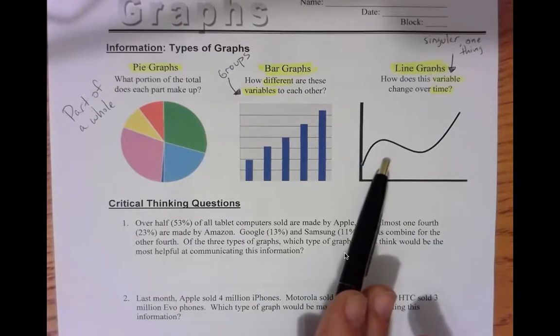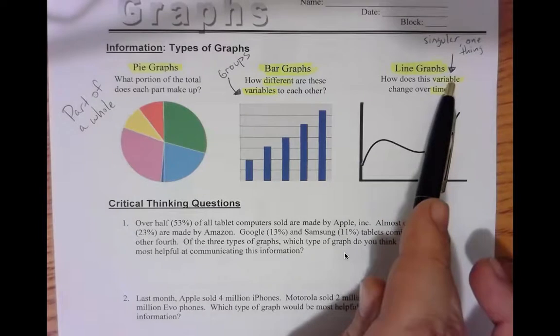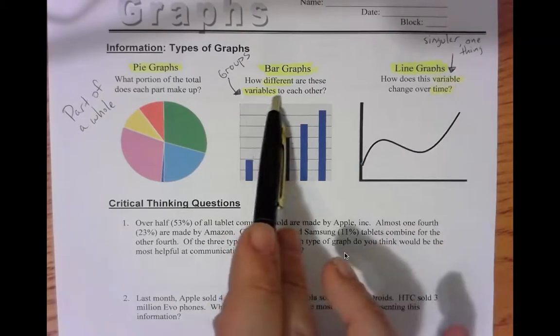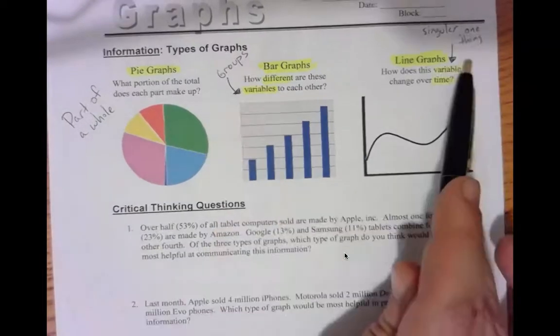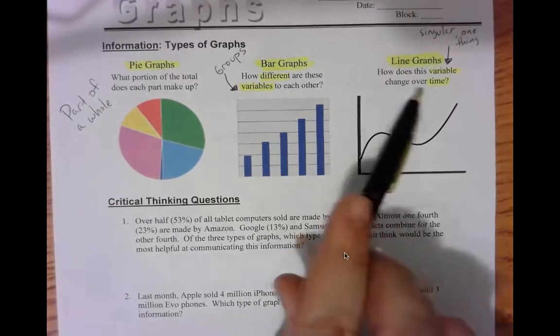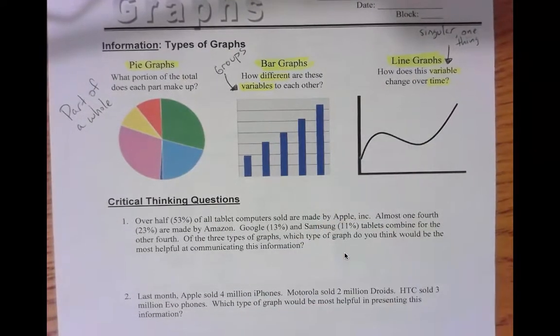Next, we have a line graph. So in this case, I highlighted we have a variable. In this case, it's singular. In this case, it was plural. That's why we have multiple groups. In this case, we have one thing or one group. And we usually analyze how it changes over time.